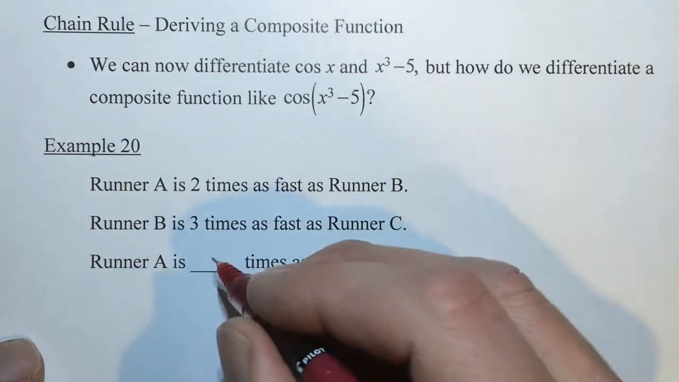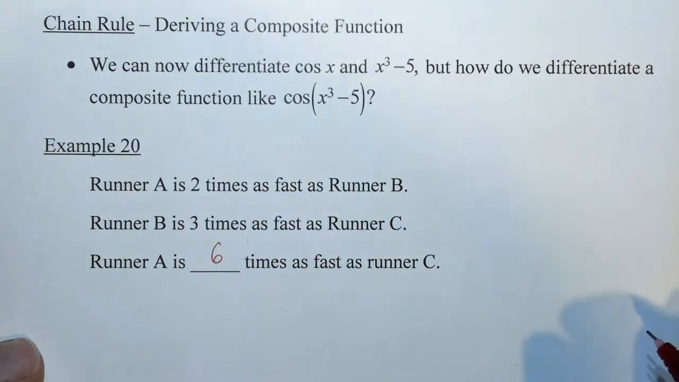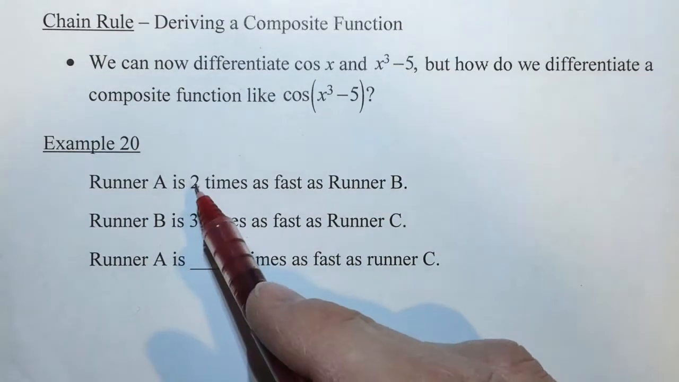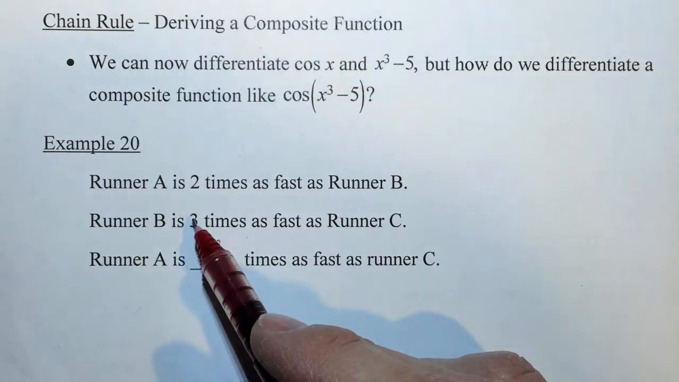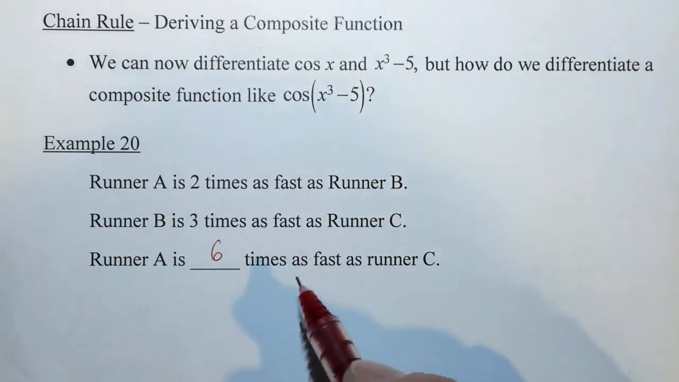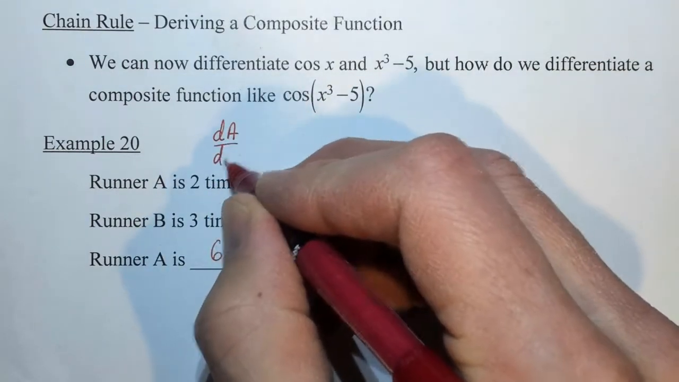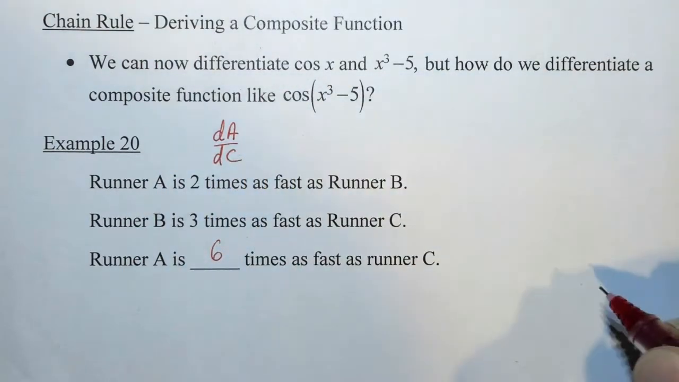Well, you probably are thinking and wrote down 6, and if that's the case, you would be correct. All right, how did you get that 6? Exactly, you multiplied the ratio from A to B, the ratio from B to C, to get the ratio from A to C. In other words, what you did is you said, we need the rate of change of A with respect to C.